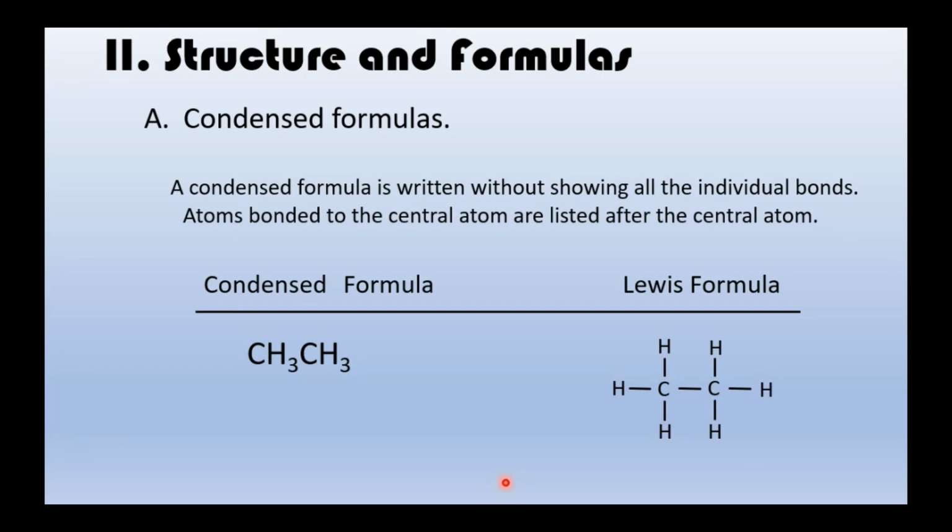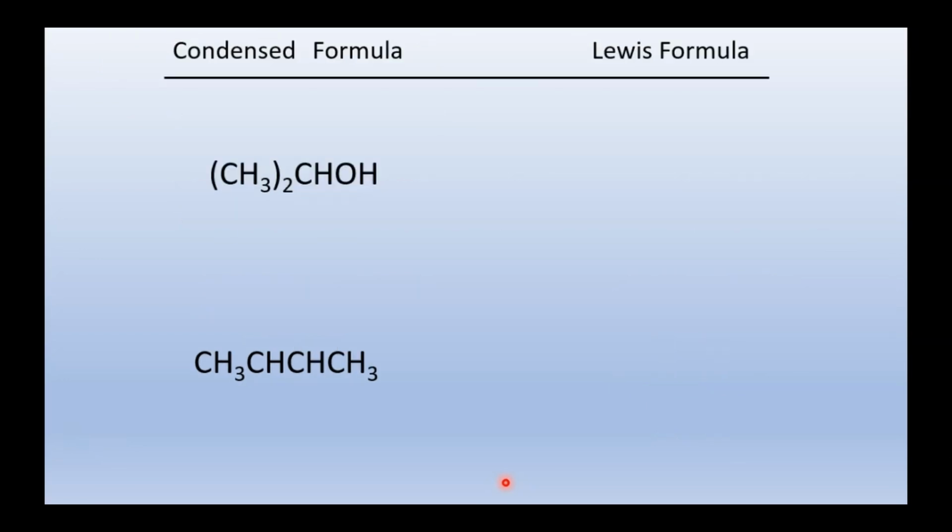What is a condensed formula? It's one written without showing all the individual bonds. Atoms bonded to the central atom are listed after each central atom. We have 2 central atoms, and a carbon chain can have many central atoms. But we're going to use our knowledge about carbon forming 4 bonds and filling in all the necessary pieces to make it work. All right, now pull out your piece of paper.